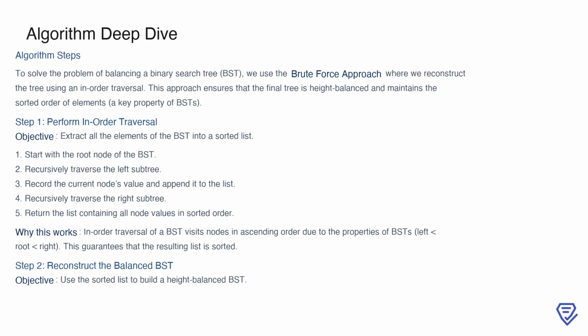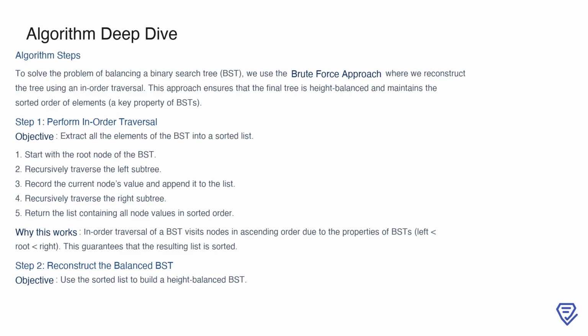that involves reconstructing the tree using an in-order traversal. This method ensures that the resulting tree is both height balanced and maintains the sorted order of elements, which is a fundamental property of binary search trees. The first step in this process is performing an in-order traversal. The goal here is to extract all the elements from the tree into a sorted list.